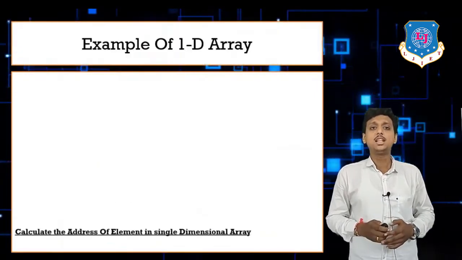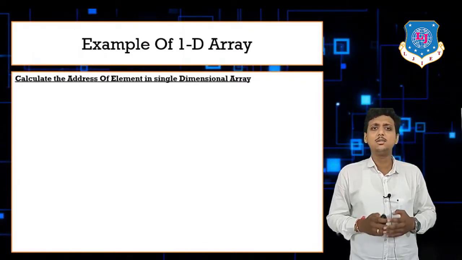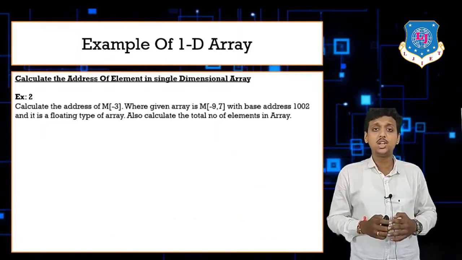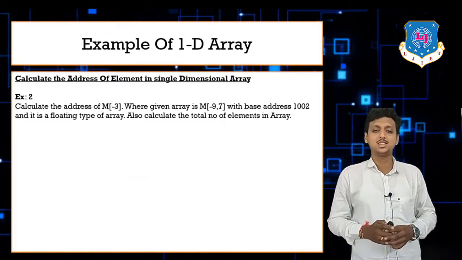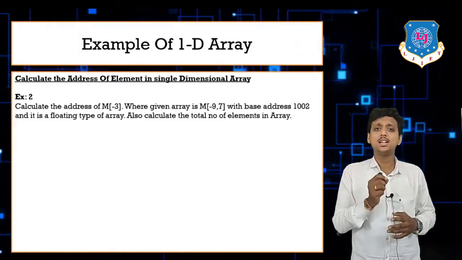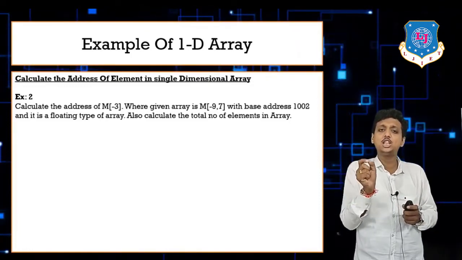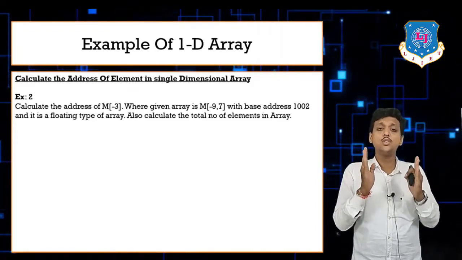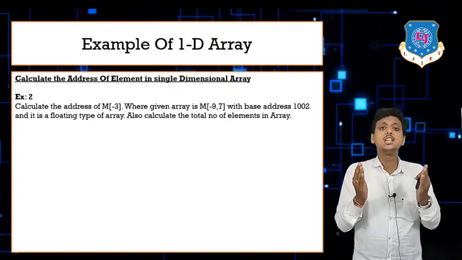Now I am taking the next example. The next example is to calculate the address of an element in a single dimensional array. Example 2. You must read the question first. The question is, calculate the address of M of minus 3, where the array is M of minus 9 dot dot dot 7. Students, here M of -9 triple dot 7 is the range of the array indexes. -9 is the lower bound and 7 is the upper bound.